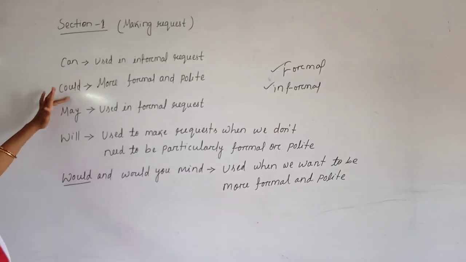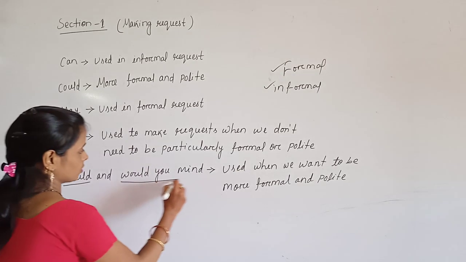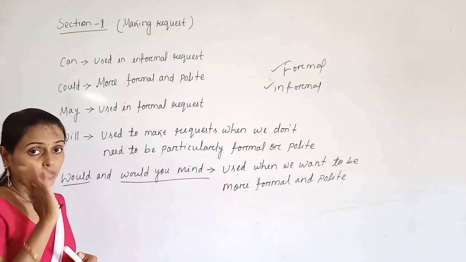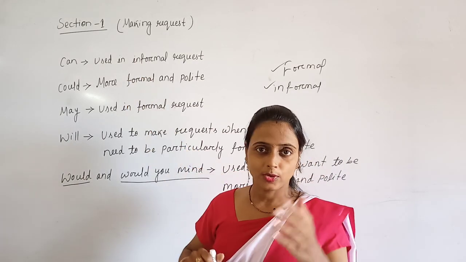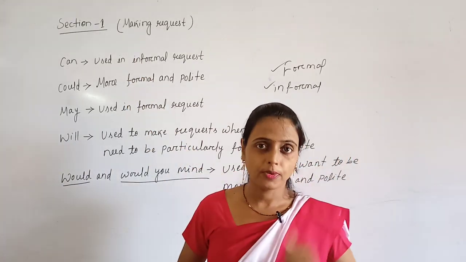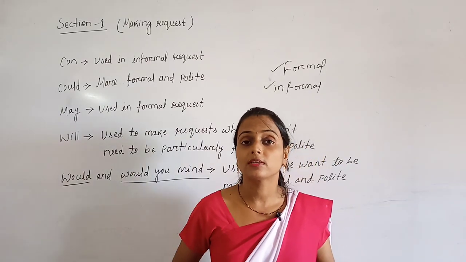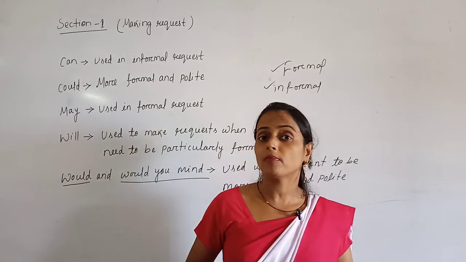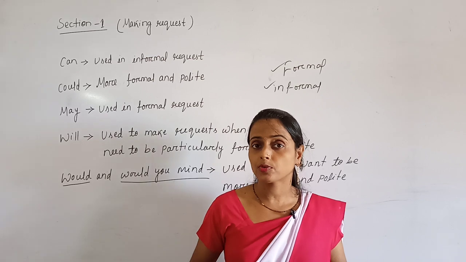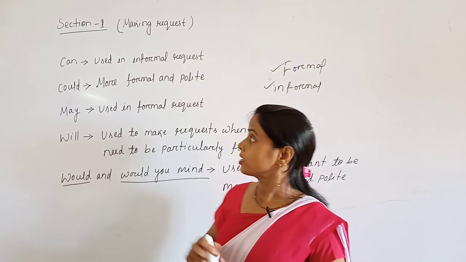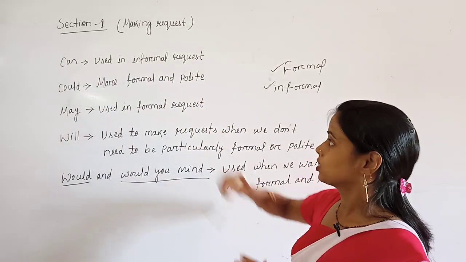So here what is mentioned? Can, could, may, will, would and would you mind. So these are the words used to express request. First what I have written? Can. Can you give me your book? Can you do it for me? Sometimes your mom is asking you, can you go to market? What does it mean? It means the request is not formal. That is informal request. You are quite close. That's why informal requests are being made. Understood the point? So, can is used in informal request.